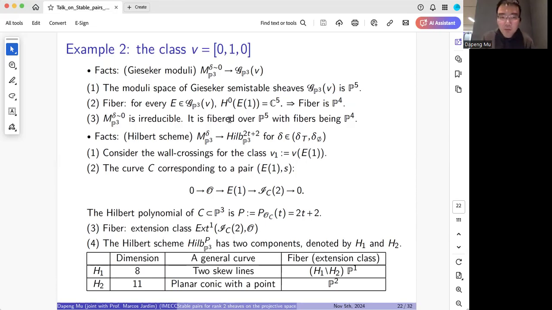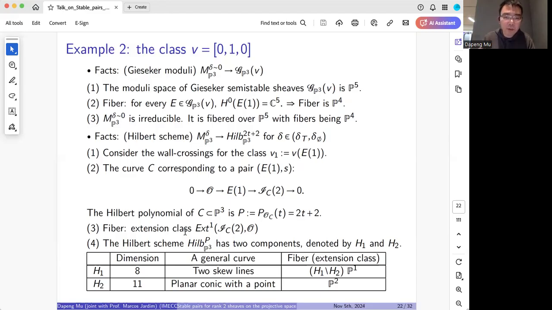So there are two components in this Hilbert scheme. The dimensions are 8 and 11. A general curve in these two components is two skew lines, or a planar conic with an extra point. So the fibers over these two components, the fiber being the extension class, are P1 and P2. So over H1 minus H2, the fiber is a P1, but it jumps on the intersections.